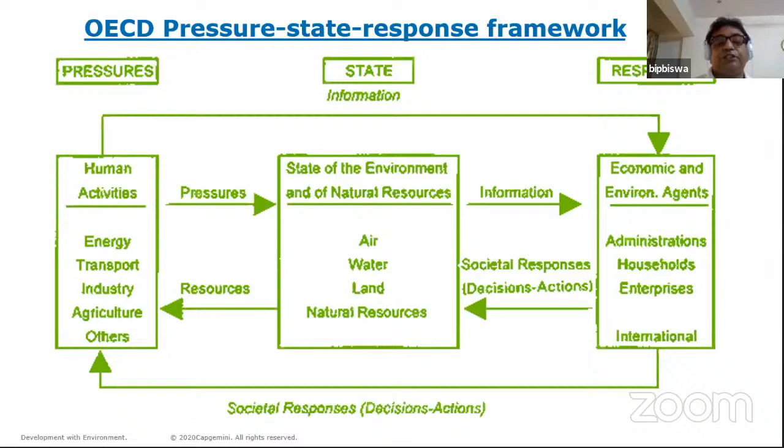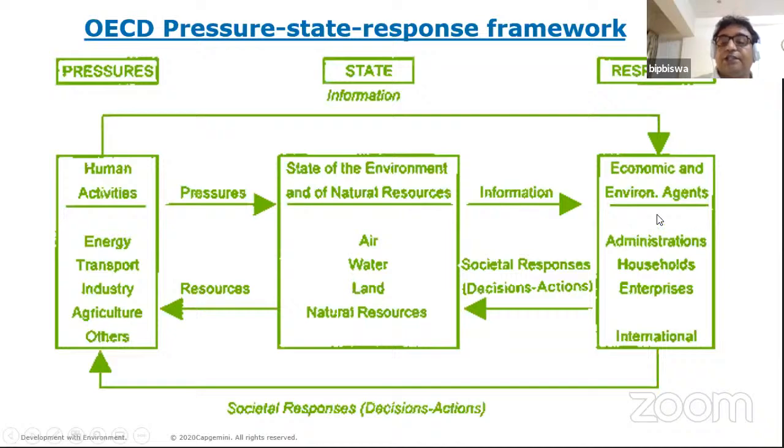And this OECD framework talks about pressure, which refers to human activities or natural activities as well. That means agriculture, industrialization, urbanization, etc., which create pressure on the state of the environment and natural resources. That means air, water, land, and the forests, flora, fauna, etc. And this creates some kind of changes in the status of the environment, as a result of which the environment is definitely going to be impacted.